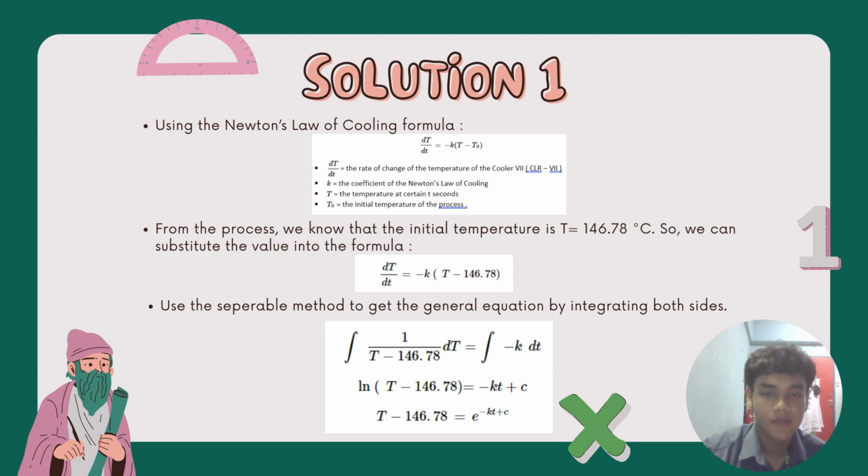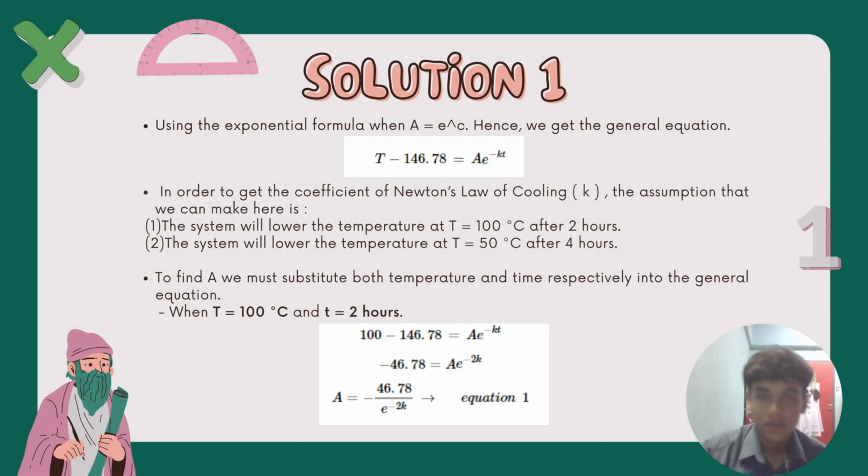By using the separation method to get the general equation by integrating both sides, we got ln in bracket T minus 146.78 equals negative kt plus c. So, T minus 146.78 equals exponential power of negative kt plus c. Next, using the exponential formula where A equals e to the power of c, hence we get the general equation T minus 146.78 equals A e to the power of negative kt.